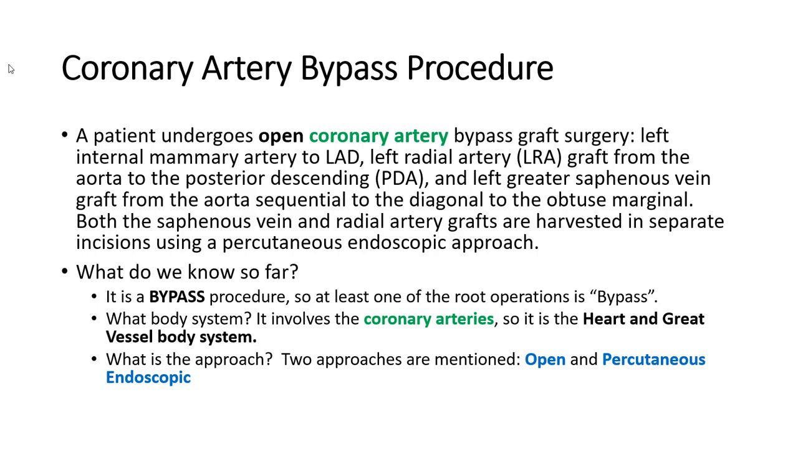So, what do we know so far? We know it's a bypass, so at least one of our root operations is bypass. What body system is it? Well, it's the coronary arteries, so it's the heart and great vessel body system. And what is the approach? Two approaches are mentioned, the open and the percutaneous endoscopic.